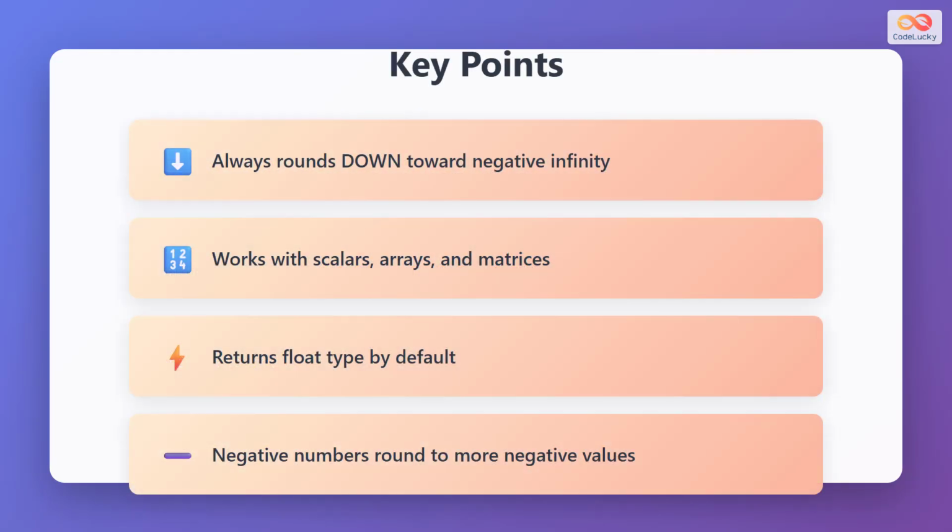Let's review the key points. First, floor always rounds down toward negative infinity. Second, it works with scalars, arrays, and matrices of any dimension. Third, the function returns floating point type by default, not integers. And finally, remember that negative numbers round to more negative values, which is the most common source of confusion for beginners. Understanding this behavior is crucial for correct numerical computations.